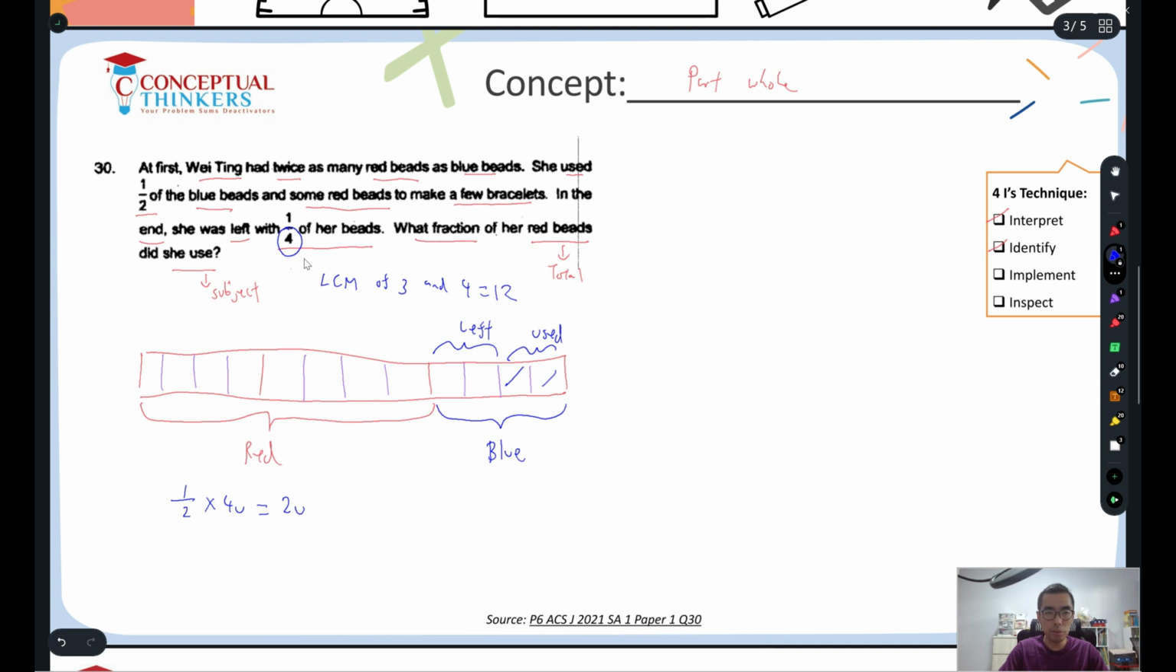So next, we know that she was left with 1/4 of her beads. If you look at 1/4, and since the total number of units here will be 12, I'm going to make the denominator into 12.